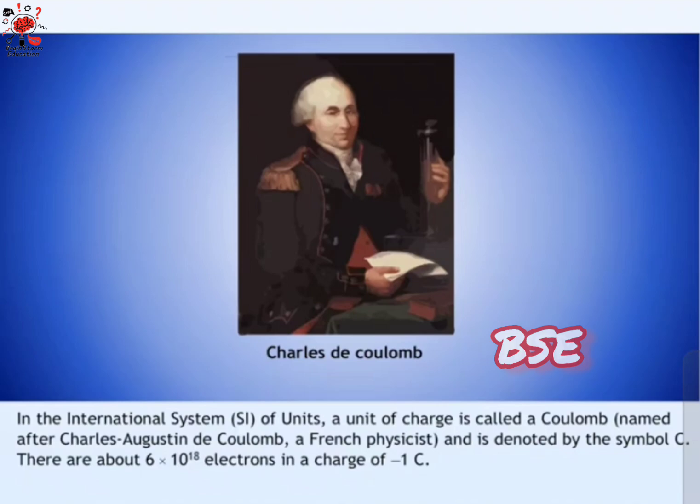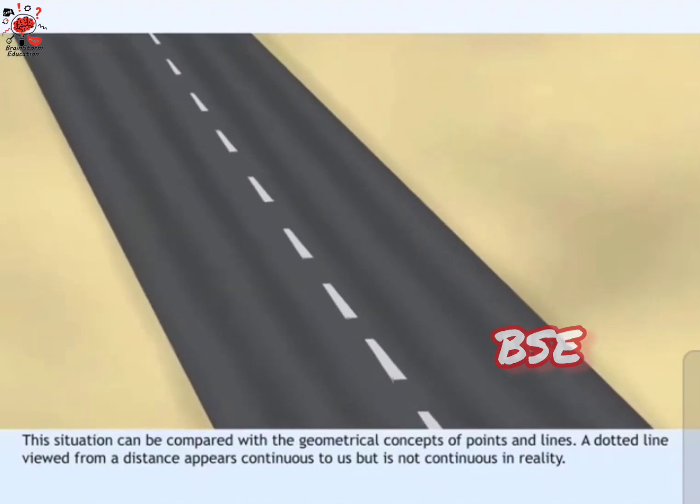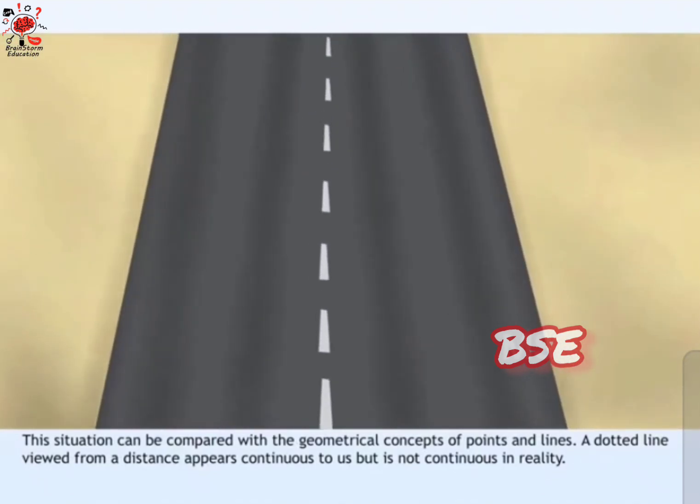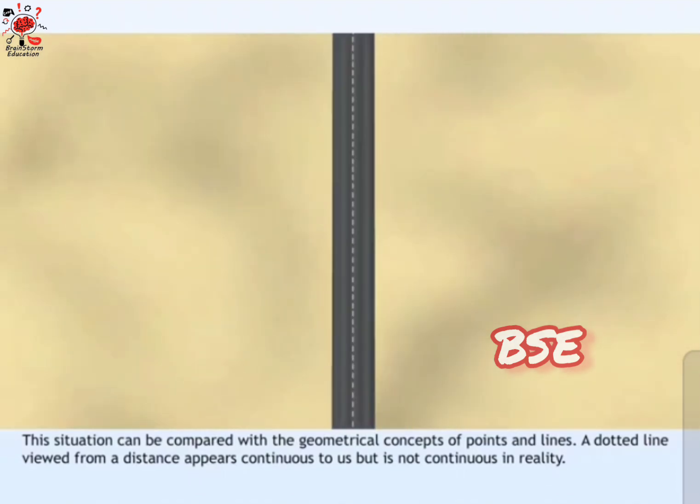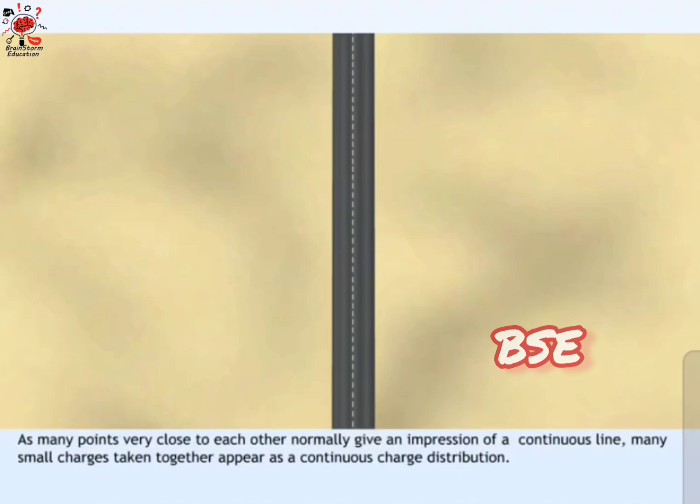Appear as a continuous charge distribution. This situation can be compared with the geometrical concepts of points and lines. A dotted line viewed from a distance appears continuous to us, but is actually not continuous in reality. As many points very close to each other normally give an impression of a continuous line, many small charges taken together appear as a continuous charge distribution.